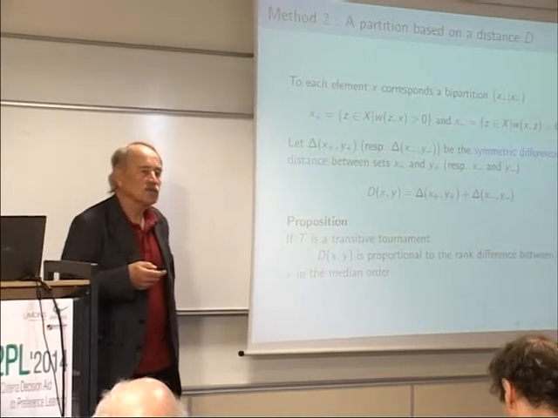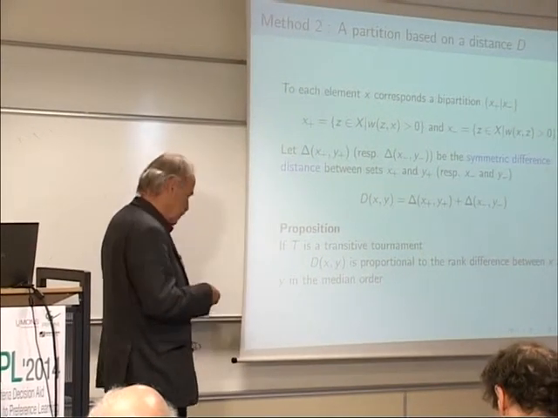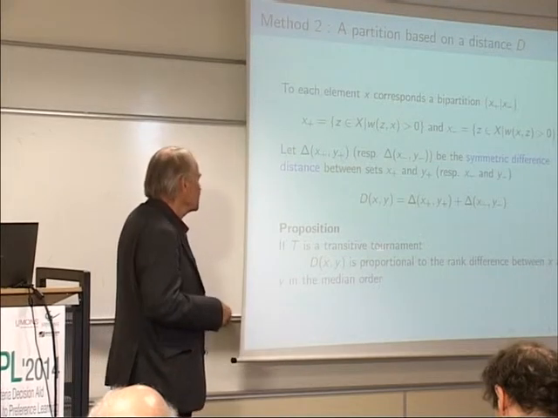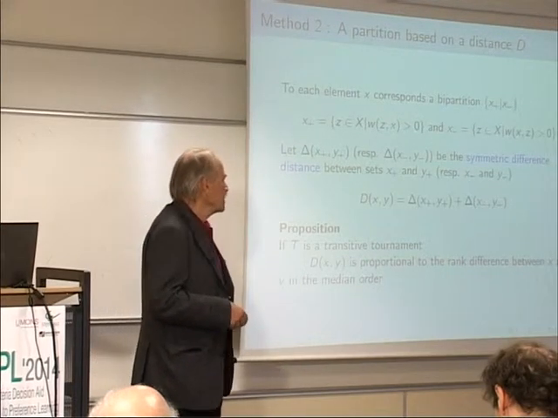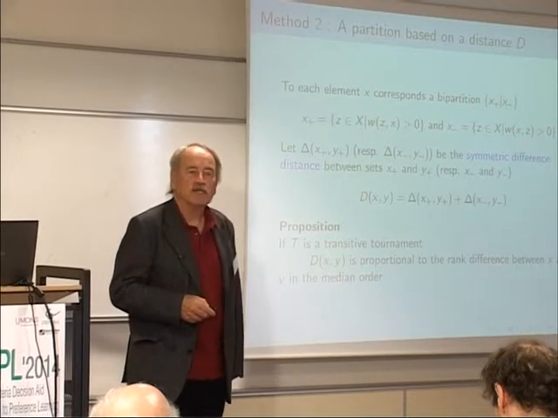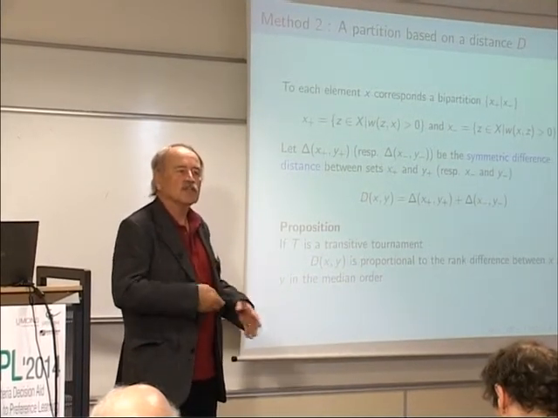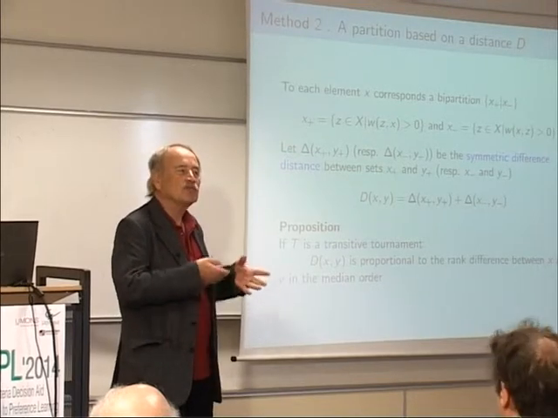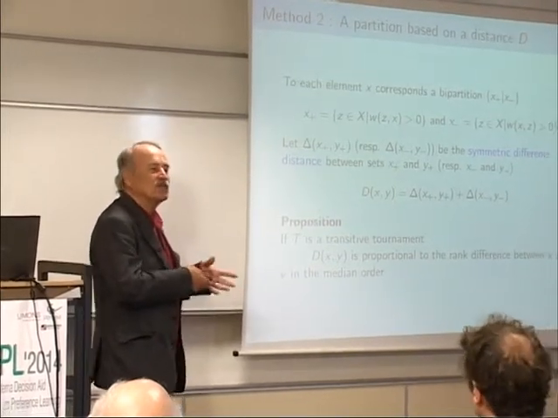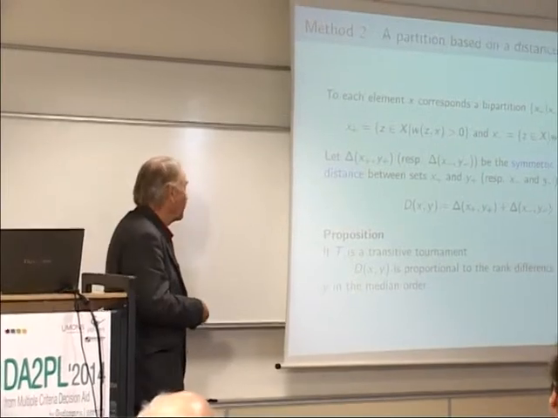Why is it a good distance? Because if you have a transitive tournament, this distance is proportional to the rank difference between X and Y in the median order. So if the tournament is close to being transitive, this distance will put together elements that will be close in the order.